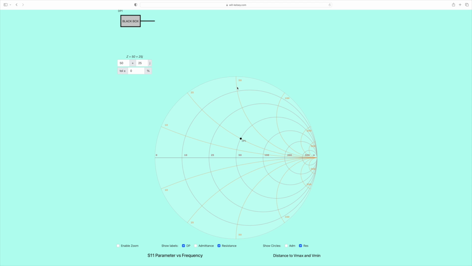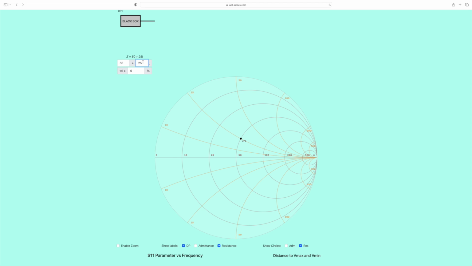Now actually, these lines coming here, we're not going to be too concerned with these, but these are lines of constant reactance. Anything on this line will have 25 ohms of reactance, but we're not worried too much about these. Just concentrate on these concentric circles here. Now there are more. These are just the ones that are labelled, because there are as many circles as you want to draw really. But that would be 50 plus 25J.